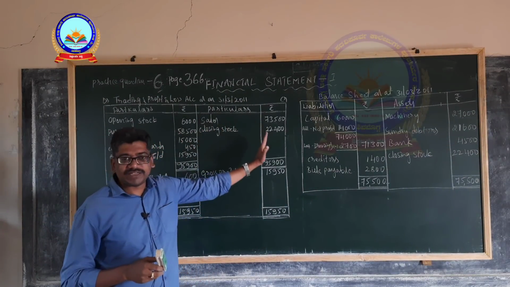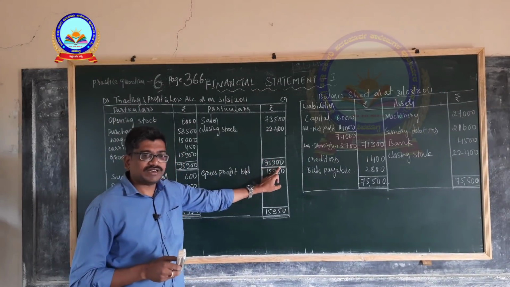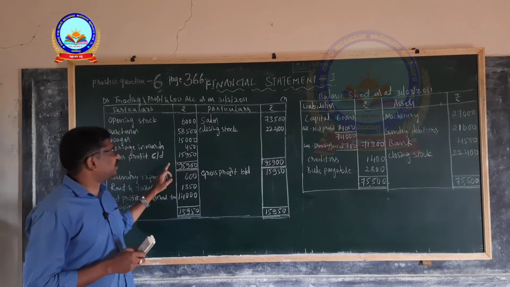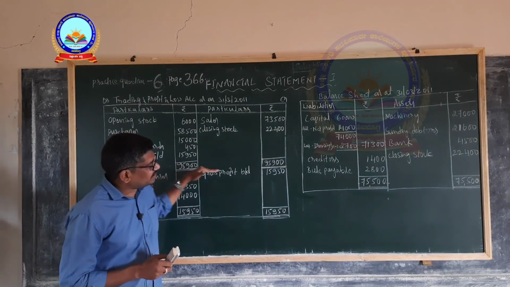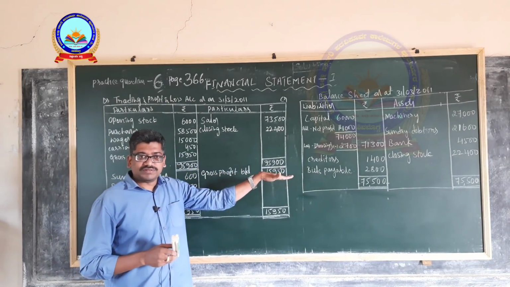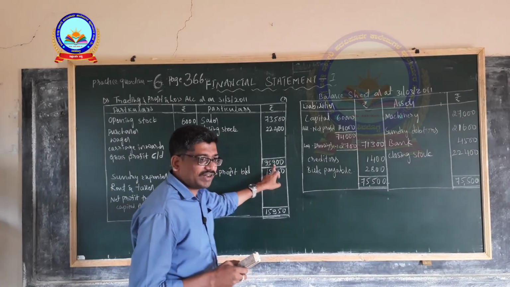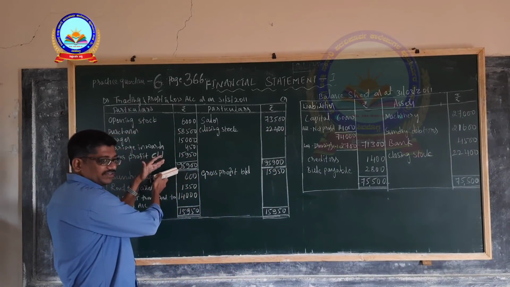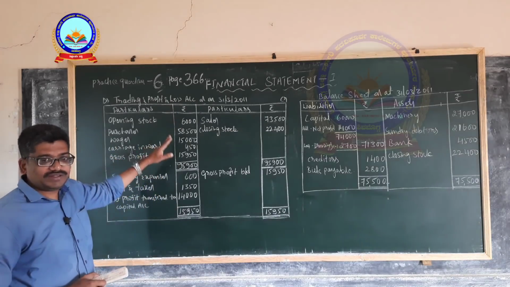First we have to make the total of the highest side. The credit side is the highest, 95,900. The same amount should be recorded on the debit side also, parallelly. Parallelly means equal to each other. So here I have recorded 95,900 in the same direction. Here also you have to record 95,900, and now we have to make a balance.